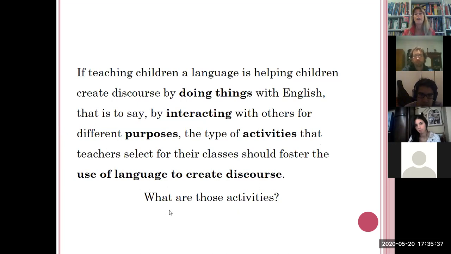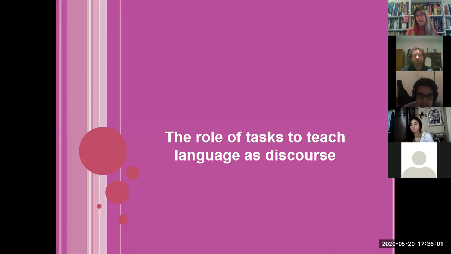So what are those activities? What do we call the activities? According to the theoretical underpinnings of the curriculum design, we need to design what? What kind of activities? What's the name that we give to those activities? Teaching sequence? No, the activities. Yes. Task. Okay. Task. Right.